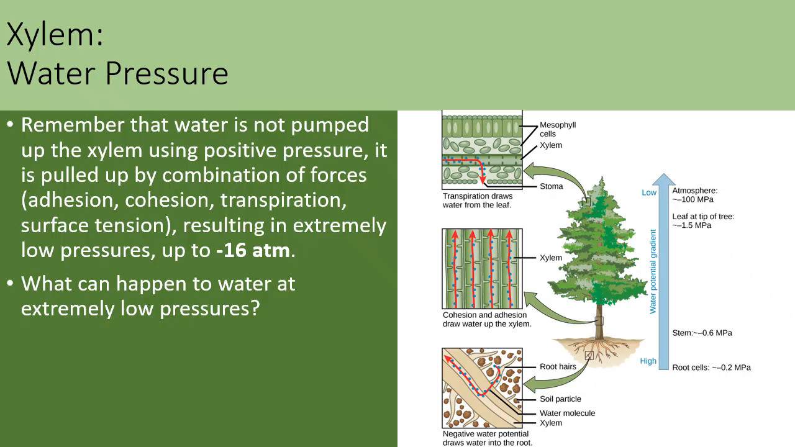The water molecules have a lot of cohesion forces that hold them together, like surface tension, right? And so that pulls up this column of water molecules up the xylem. This results in an extremely low pressure environment within the xylem tubes, up to negative 16 atmospheres, which is really, really low. That's 16 times lower than the atmospheric pressure at sea level. And water can do some really weird things at really low pressures that can end up impacting the functionality of those xylem tubes.